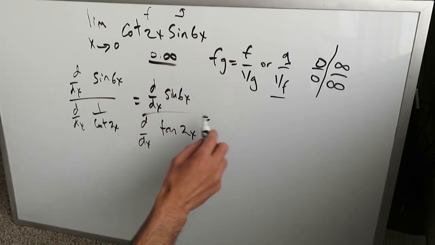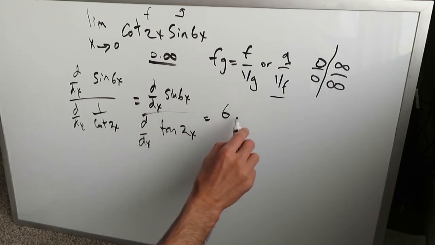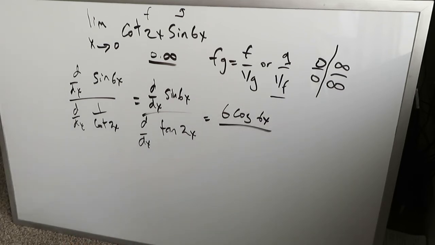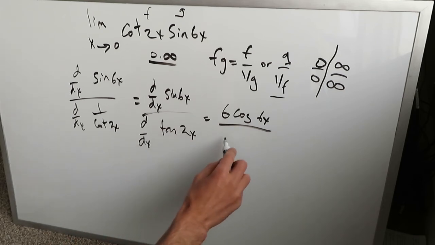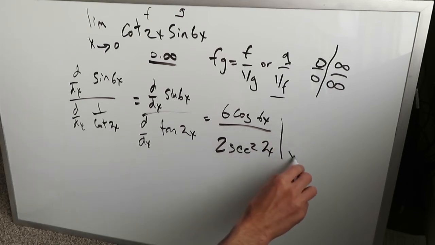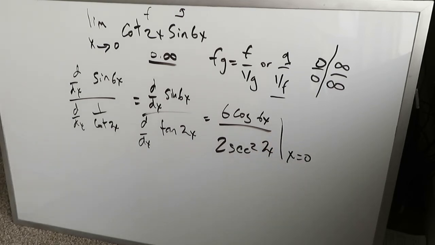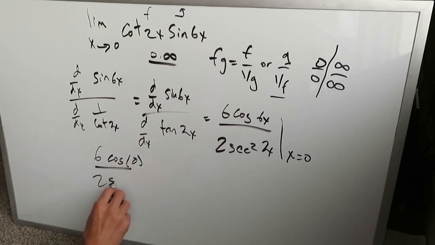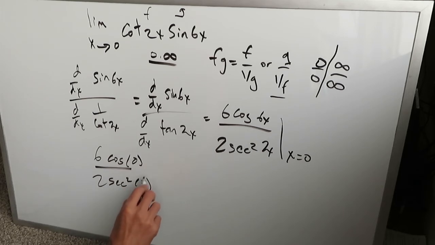When you do the entire chain rule, you'll get 6 cosine 6x on top. Chain rule over here: d over dv of tan v, dv over dx of 2x. You'll get 2 secant squared 2x, and then you can easily put the 0 in place of the x's. Plug in the zeros. You have 6 times cosine of 0 divided by 2 times secant squared of 0.